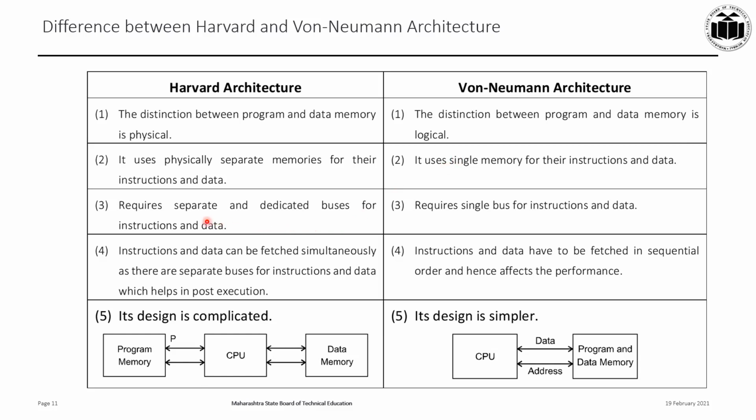In case of Harvard architecture, there are separate dedicated buses for both instructions and data. Here, as you can see, a single bus is required for instructions and data. In Harvard, the instruction and data can be fetched simultaneously, as there are separate buses for instructions and data, which helps in parallel execution, and also increases the speed and the performance. In Von-Neumann, the instruction and data have to be fetched in sequential order, and hence the speed is reduced and this affects the performance. In Harvard, the design is complicated since there are separate memories and separate buses for program as well as data. In Von-Neumann, the hardware design is simpler compared to the Harvard architecture.